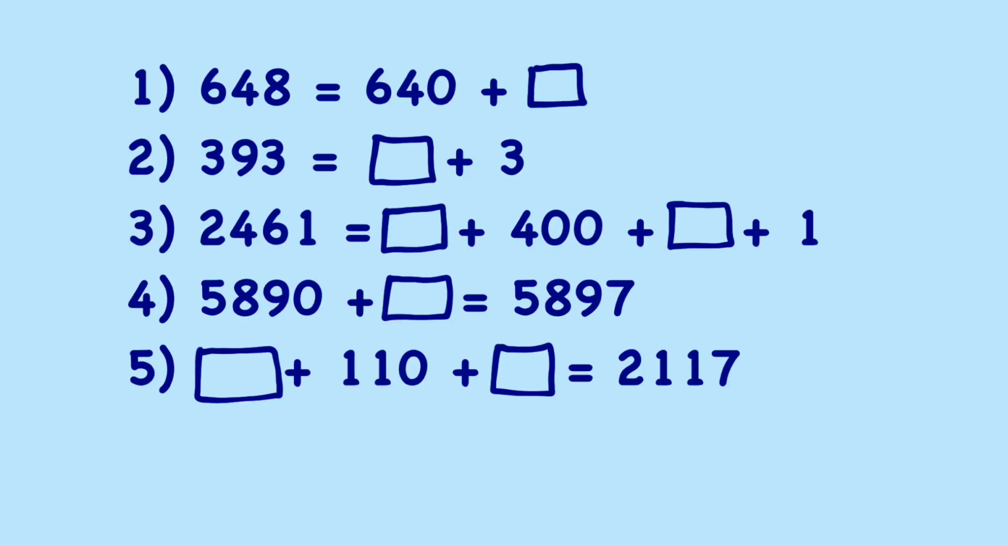How did you get on? Okay, let's have a look at the answers then. So question 1, 648 is equal to 640, and that means the missing number must be 8. Question 2, 393 is something plus 3. So that tells me that my missing number is 390. Question 3, 2,461. I've got 2 missing boxes here, so I can tell that my first missing box is 2,000. Then I've got the 400 and I've also got 1, so I know that my other missing box is 60.